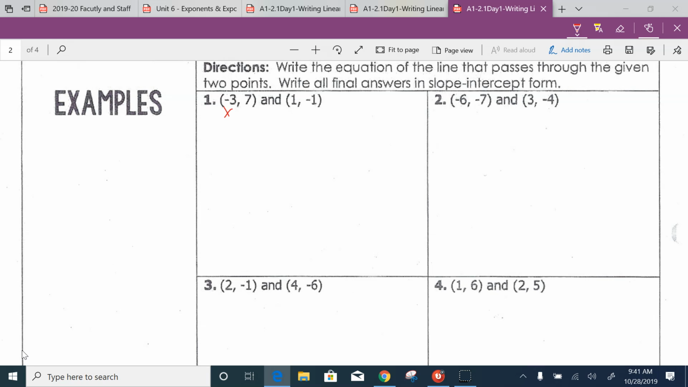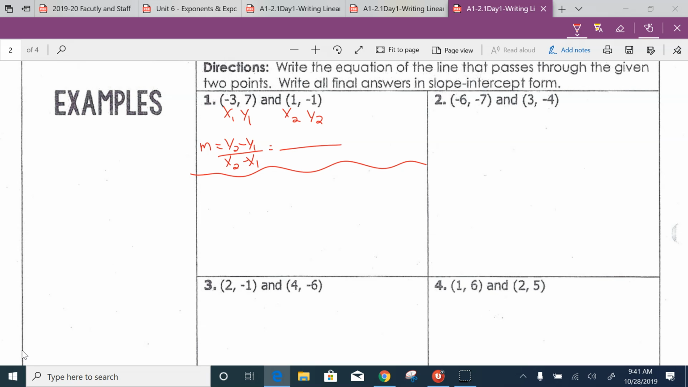So remember, I have an x1 and a y1, an x2 and a y2. So I need to find the slope of those points. So to find the slope, slope equals y2 minus y1 over x2 minus x1. You start off by writing the formula. Then I will substitute in all the values.